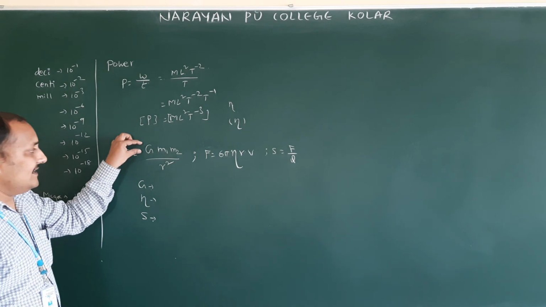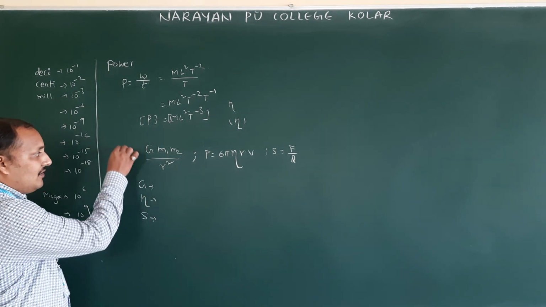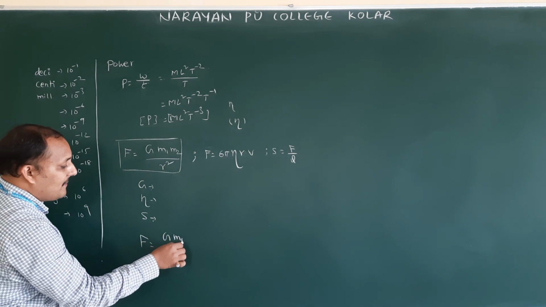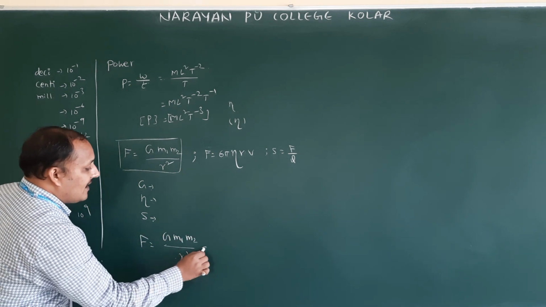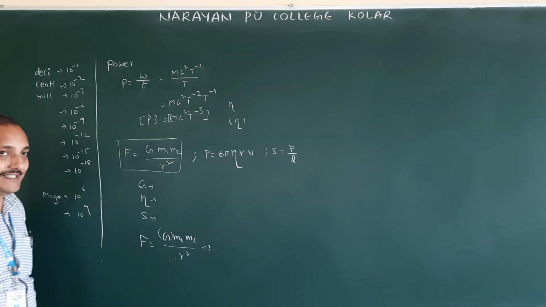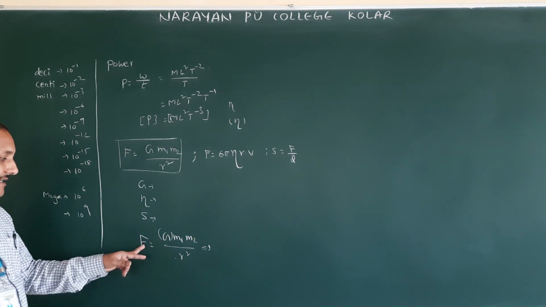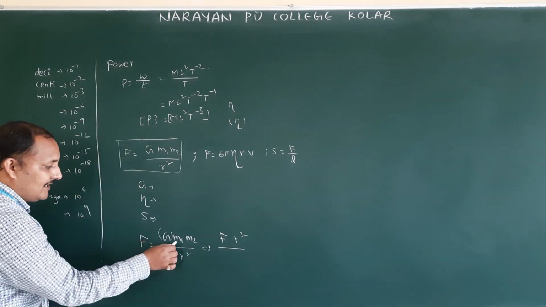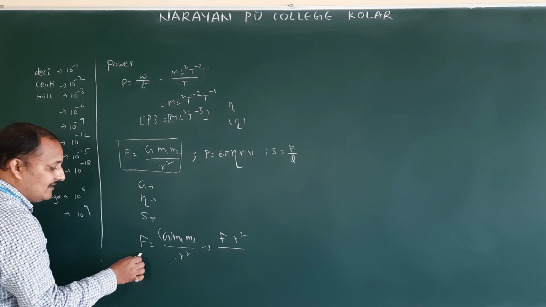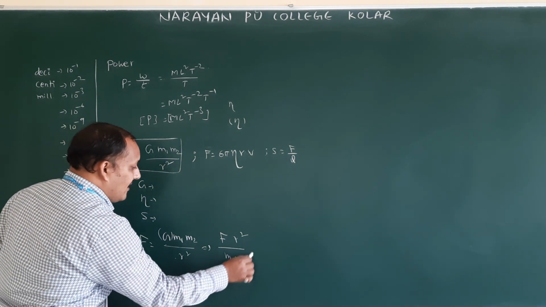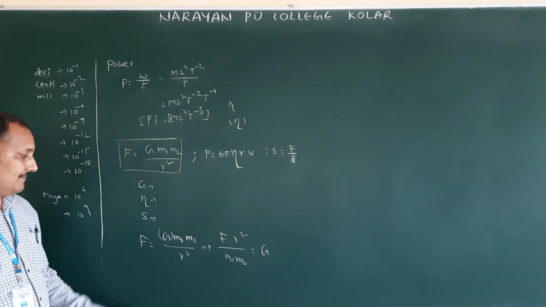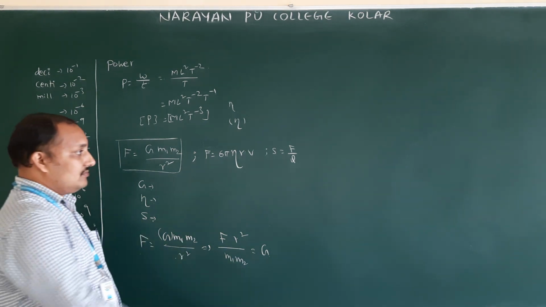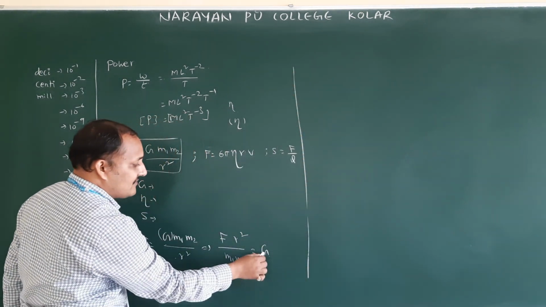Now first we will find the dimension formula of capital G. For this, take the equation F is equal to G into M1 M2 by R square. This implies G we have to keep on this side as the subject. R square comes to the other side, so F into R square, and M1 M2 is multiplying here, so it comes down as divided by M1 M2. This is nothing but G. Now we have the expression for finding the dimension formula for G.